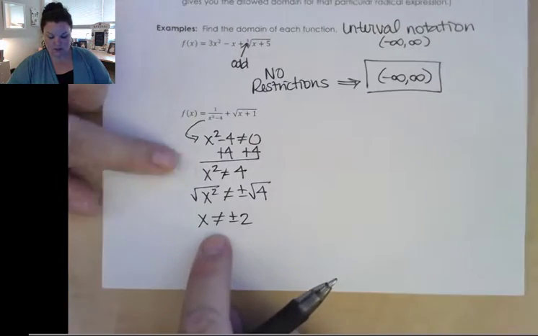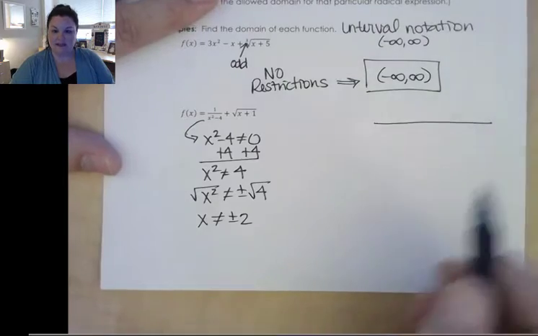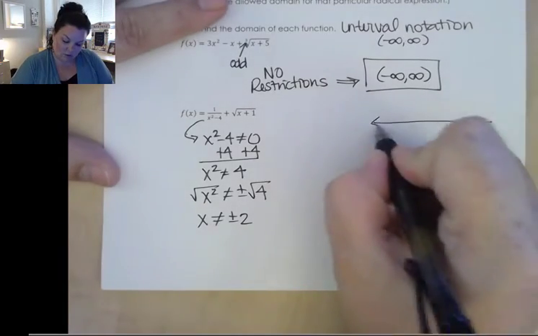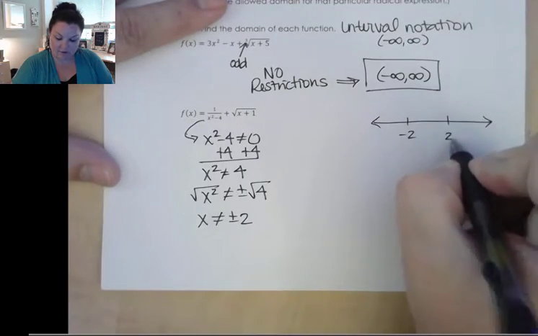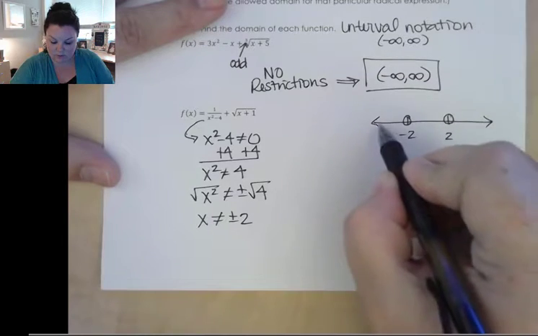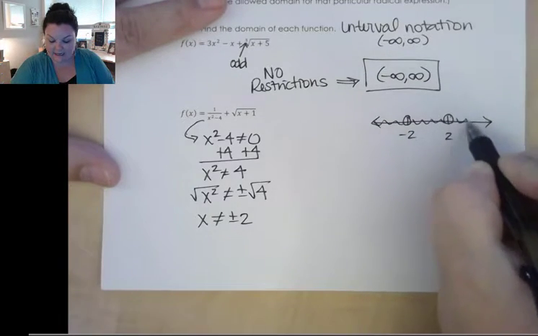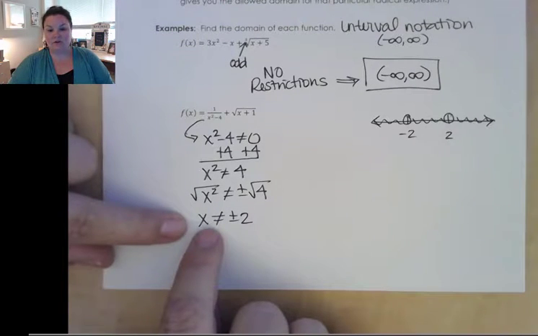All right, so I'm going to go ahead and just write that restriction on a number line because I think we're going to have more than one, right? So on a number line, we have negative 2 and we have positive 2. And right now we're saying it can't equal negative 2, it can't equal positive 2, but it could be anything else on that number line, right? All right, so that was dealing with our denominators.